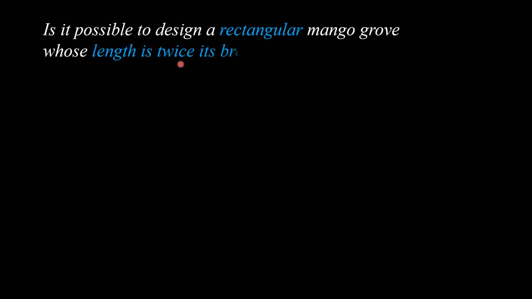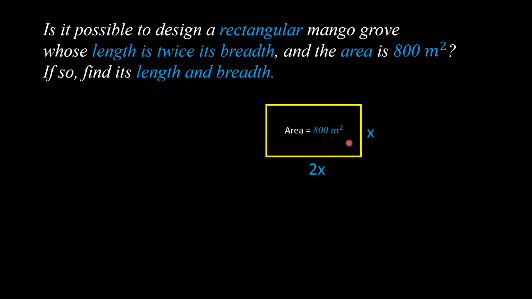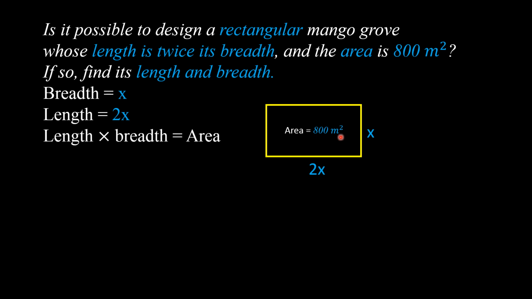Is it possible to design a rectangular mango grove whose length is twice its breadth and the area is 800 meters square? If so, find its length and breadth. Let us draw the figure. Here the length has been expressed in terms of breadth, so we will assume the breadth of the grove to be x, so that its length will be 2x and its area is given to be 800 meters square.